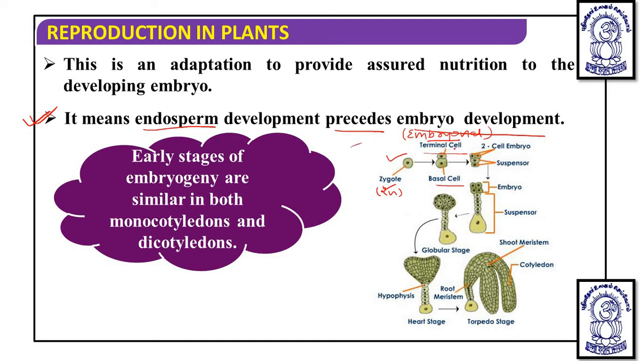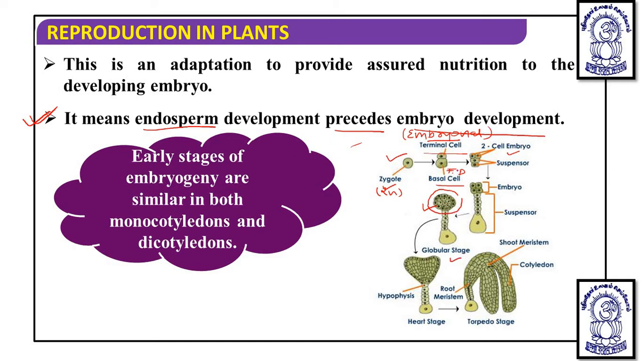Now see, this terminal cell undergoes division and forms a two-cell embryo. But this basal cell is going to undergo only transverse division, and in transverse division only it will form a suspensor. Whereas this two-cell embryo will undergo division and form 4, then 8, 16, and then multiple cells will be found in this form, and this is given a globular shape. So it is known as a globular embryo.